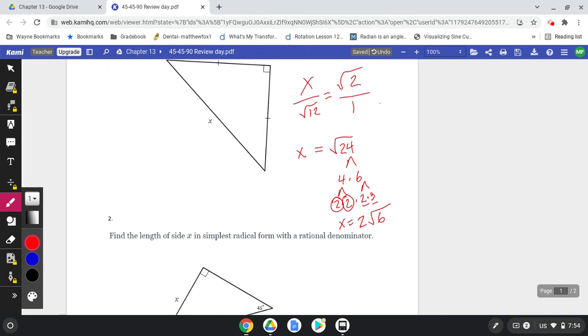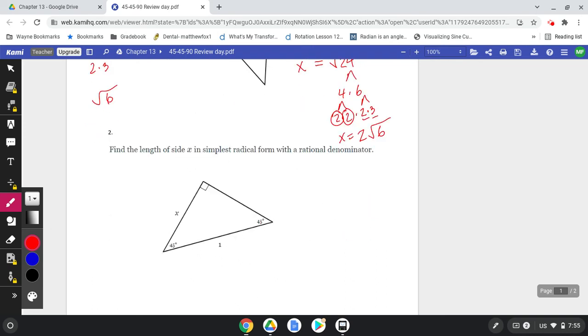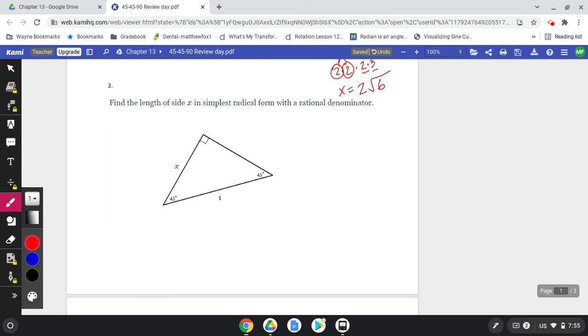Now, if you had done all that and there was only a 2 and a 3, so for example, if we're reducing square root of 6, if we break that apart, we have a 2 and a 3, we have no pairs, so it's just square root of 6. That's how it stays.